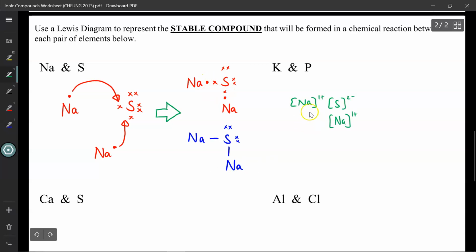The last option is to just draw a square bracket around it to show that these are now ions, 1 plus charge. Sulfur is also an ion. It's gained 2 electrons, so it's got a 2 minus charge, and sodium lost an electron, so it's a 1 plus charge. Just make sure you don't draw it out like this, because at this point it looks like the sodium is attached to the sodium, when in reality the sodium must be attached to the sulfur. Sodium attached to sulfur. Don't put the 2 sodiums side by side.